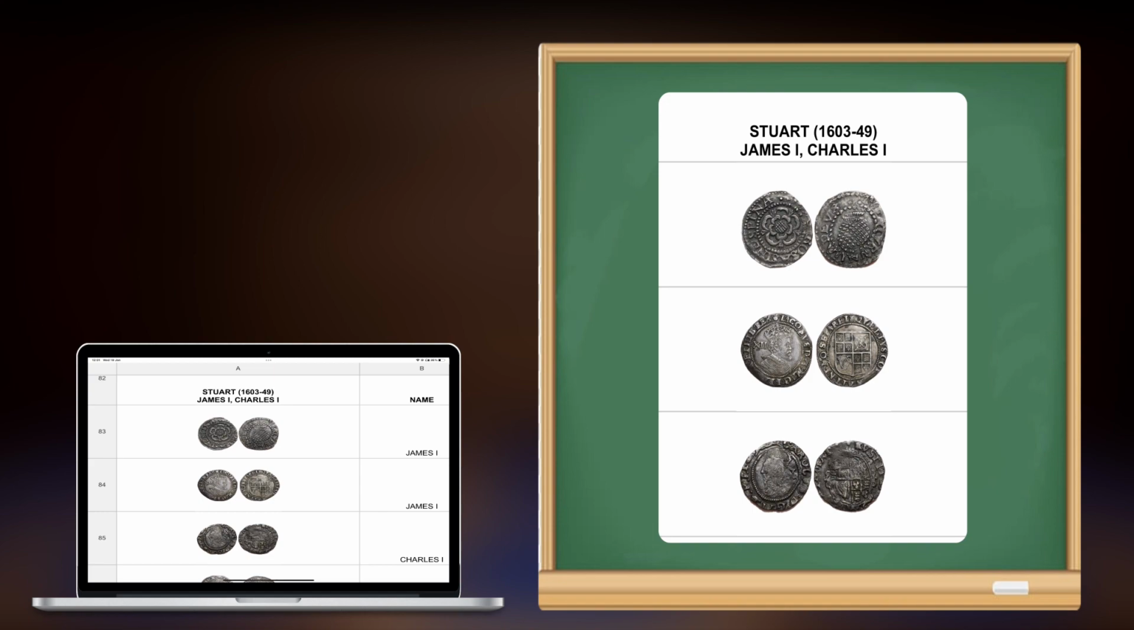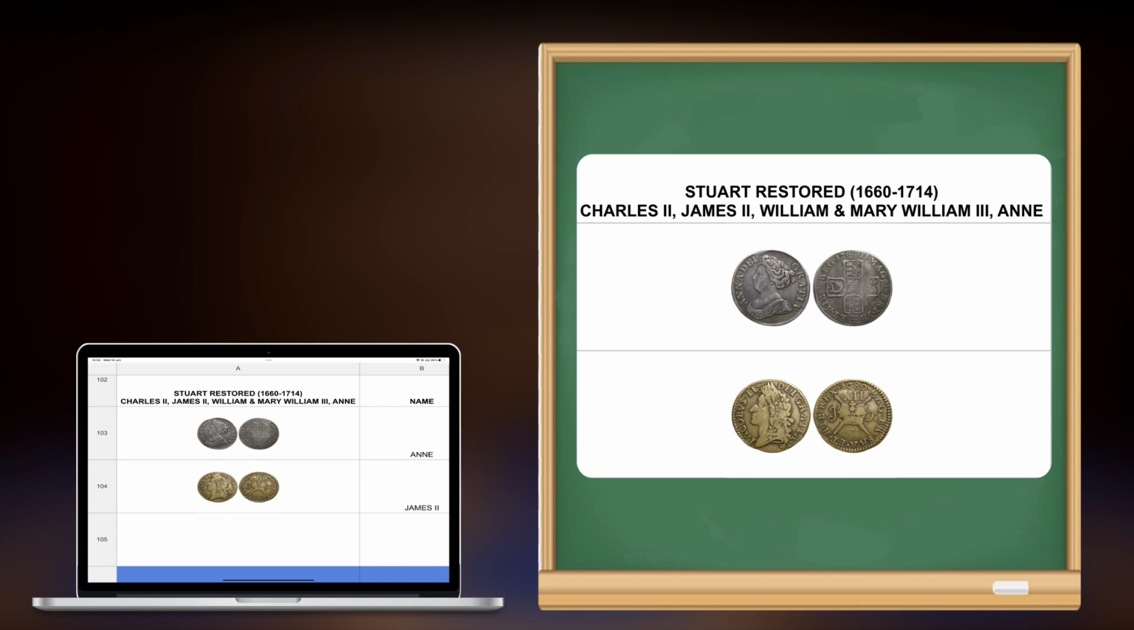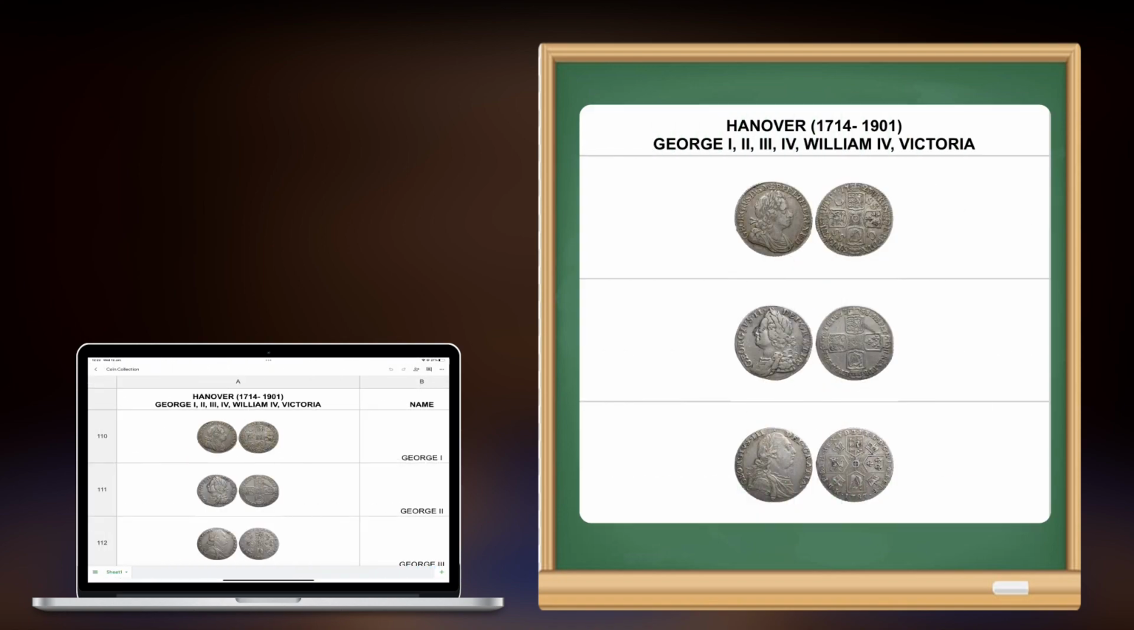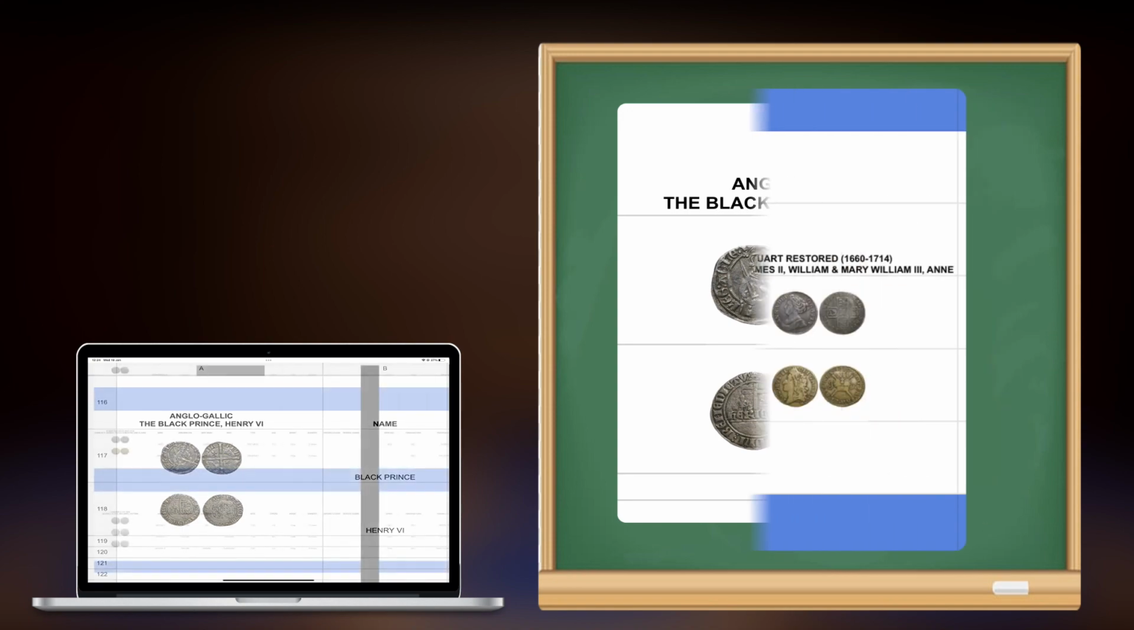And keeping to the monarchy timeline, we then have the Commonwealth period, that includes the Commonwealth coinage and Oliver Cromwell. We then have the Stuart monarchy restored, that includes Charles II, James II, William and Mary, William III and Anne. We then have the Hanoverian family, George I, II, III, IV, William IV and Victoria. And lastly I have a section dedicated to Anglo-Gaelic, and you can also create different sections for Scottish coins, Irish coins, etc. if you'd like.